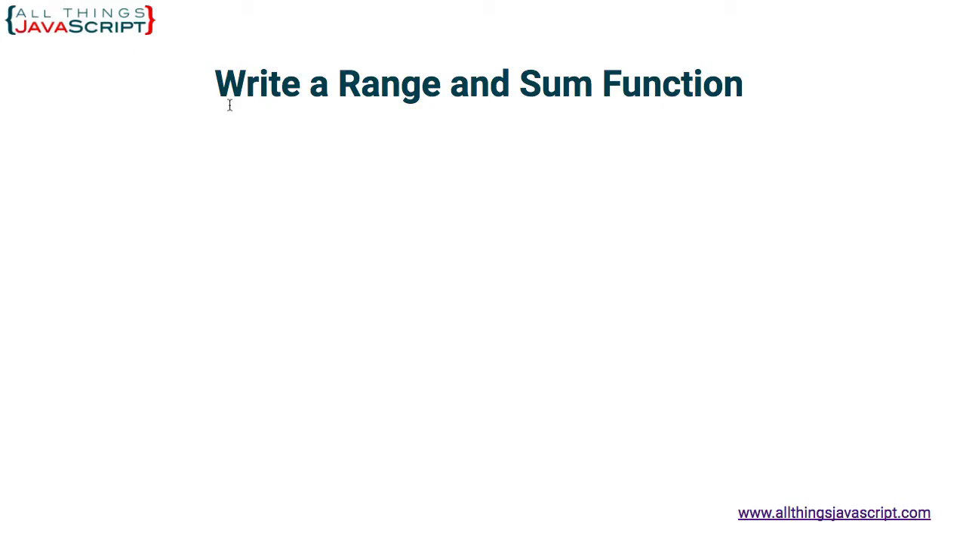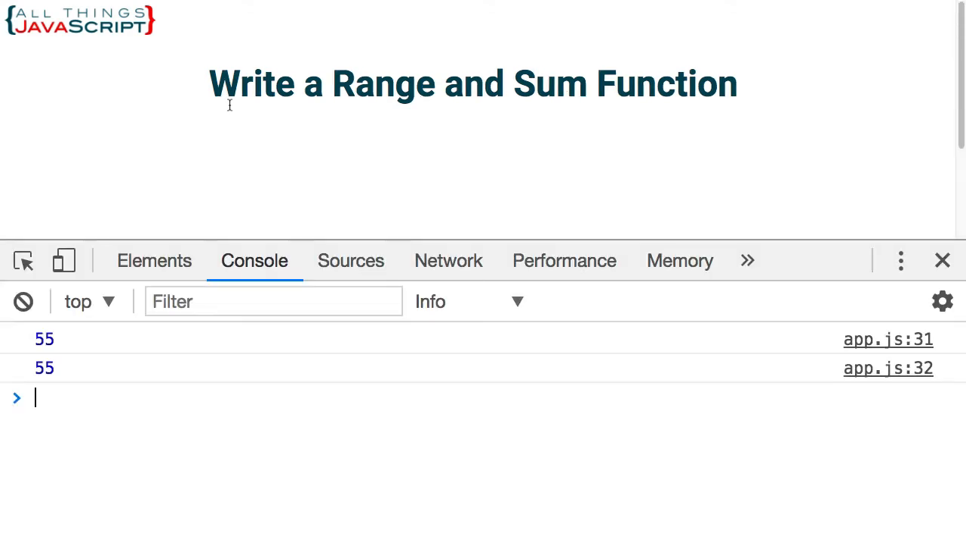All right, let's go ahead and refresh. I will open the console, and there we get 55 and 55. So in both cases, they work correctly. We created a range, and then we were able to sum that range. And both functions are set up so we could use different input values via the parameters.